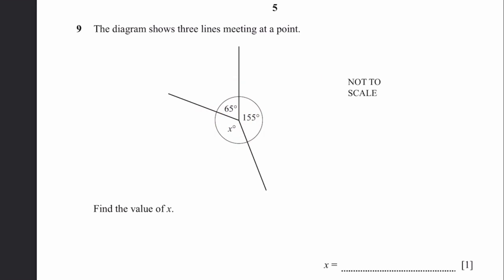And that's why we can say angle x is equal to 360 minus 155 minus 65, which is equal to 140 degrees. That's the answer.